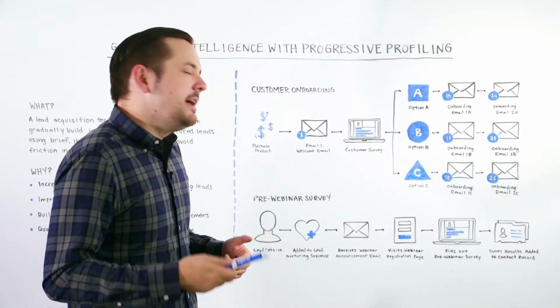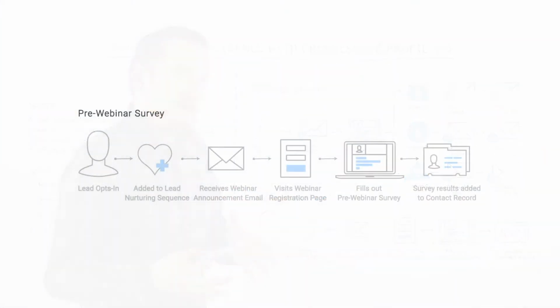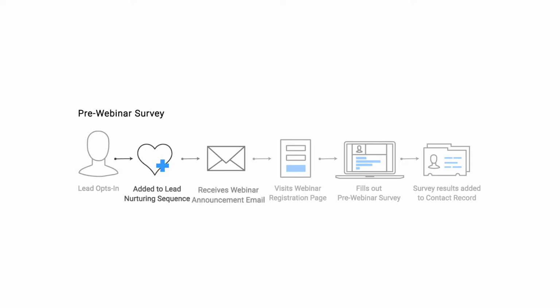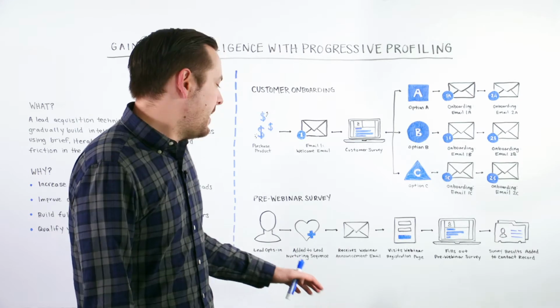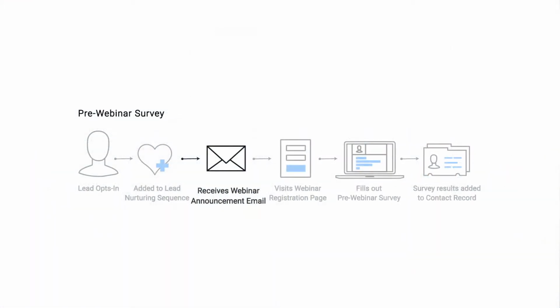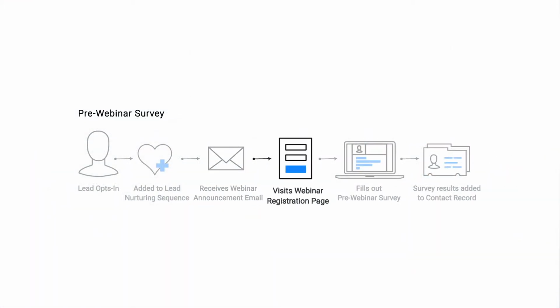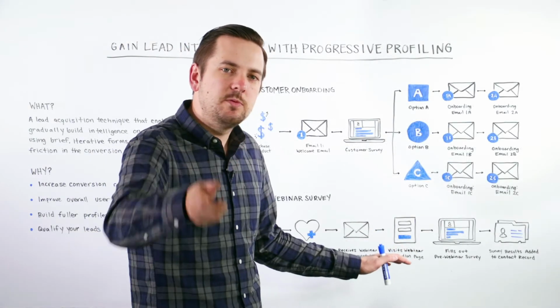All right, next up is more lead nurturing, right? So if we have a list, leads who have opted in before, and we're gonna hold a webinar, maybe a sales webinar, right? And we add them to a sequence, a lead nurturing sequence where this webinar takes place, we can send them an email that says, hey, we're holding a webinar next Thursday, and we'd love for you to come. Click on this link to register, right? They click on that link and they visit the registration page.